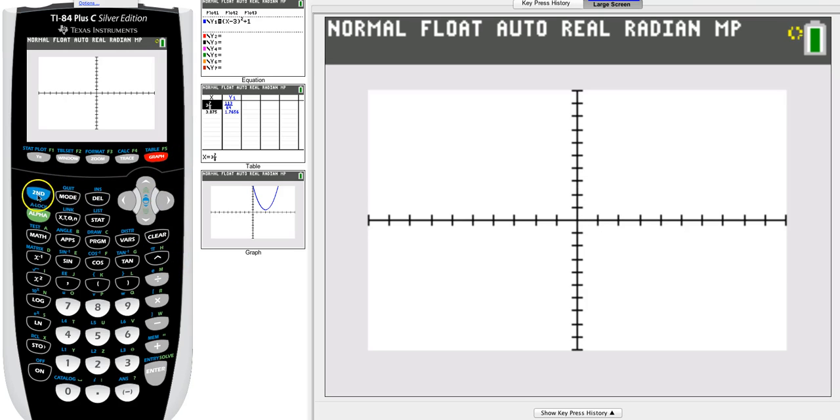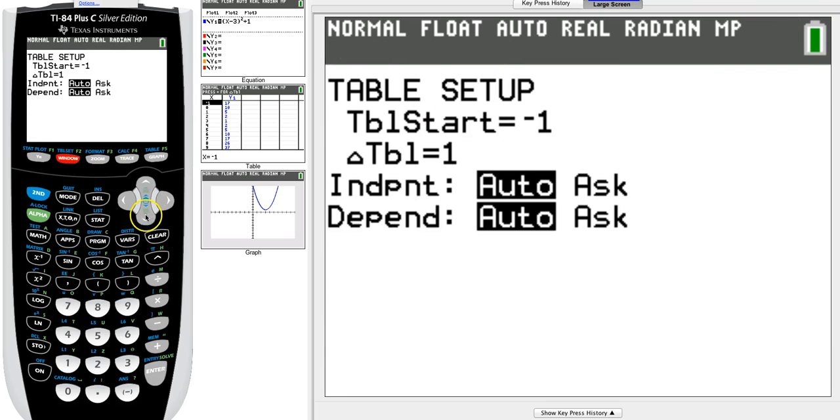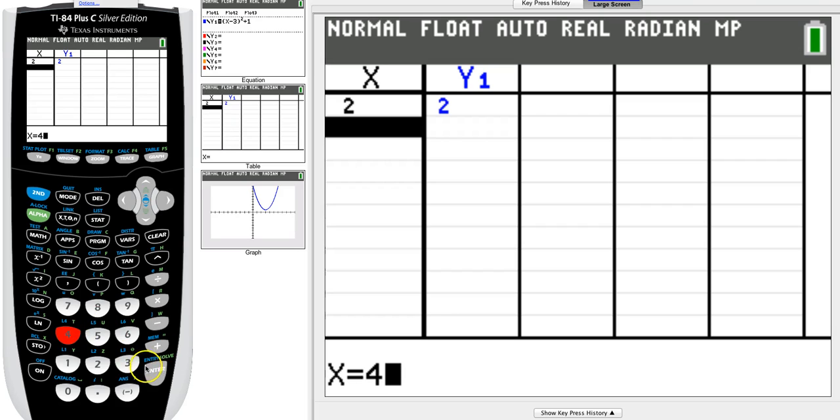When you go to second graph or second table, you might see a bunch of numbers here. That's one table setting, or the other table setting, which I made you guys change already. I like this table setting particularly. I always put that to ask, so that way we can ask the calculator whatever x values we want. We said my vertex was 3, 1, so I'm going to use an x value of 2, and what do I get? When x is 2, y is 2. And what happens when x is 4, when I go 1 to the right of it?